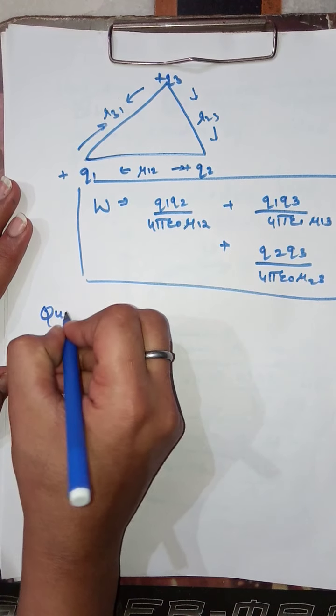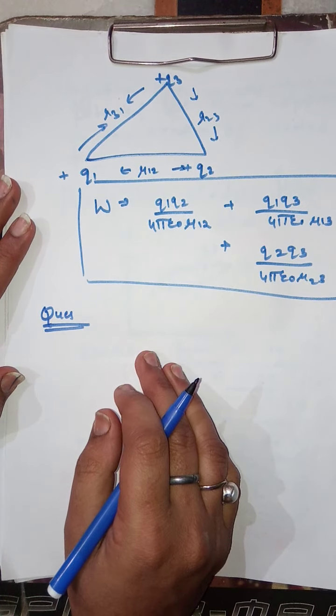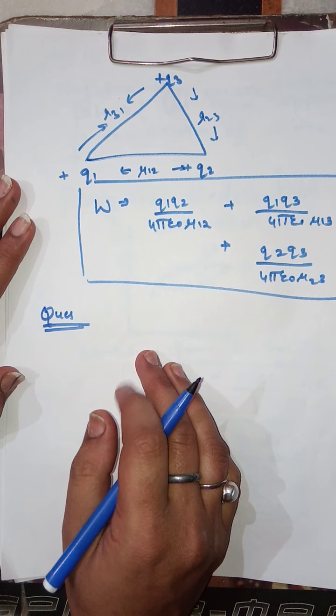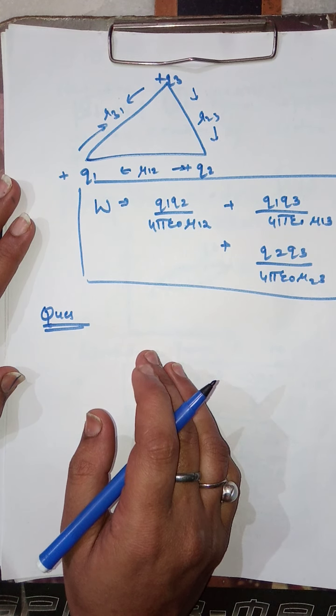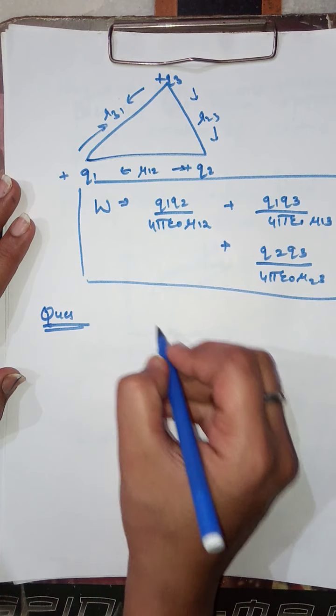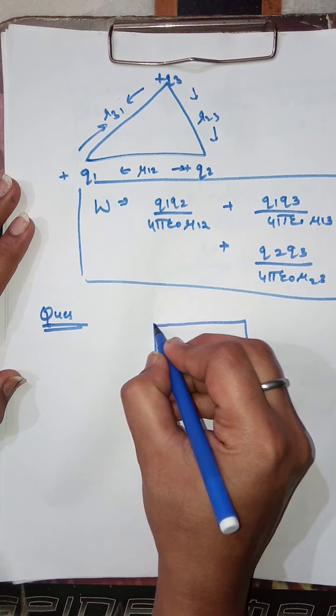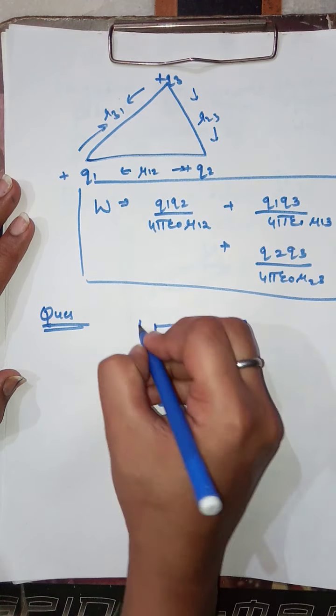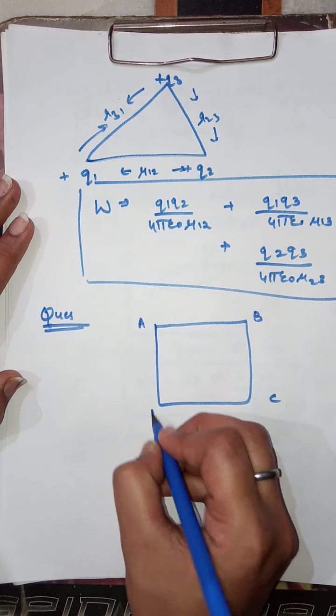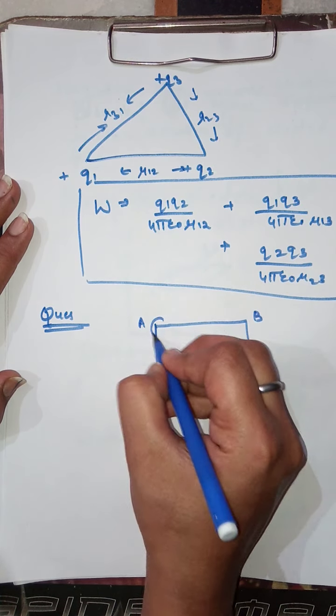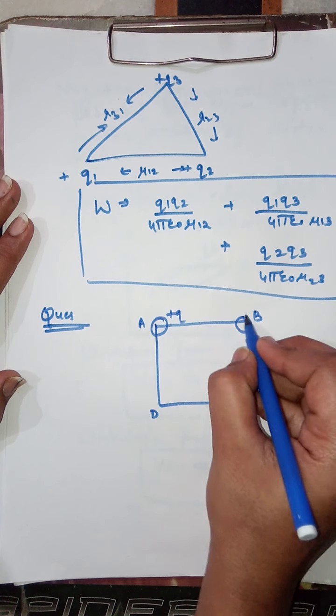We have an important question. Consider four charges which are arranged at the corners of the square ABCD. I have a square ABCD and I have four charges which are arranged at the corners of this square.